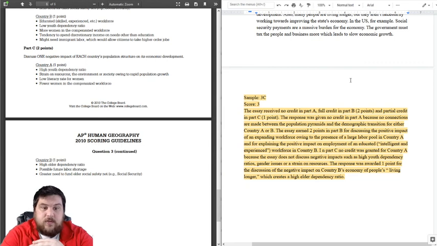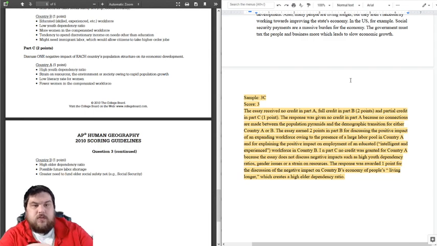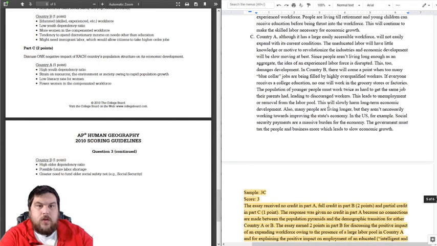Let's skip to Part C so we can see where they missed points again. In Part C, no credit was granted for country A because the essay does not discuss negative impacts such as a high youth dependency ratio, gender issues, or strain on resources. So, country A, although it is a large, easily accessible workforce, will not easily expand with its current condition. The uneducated labor will have little knowledge or motive to revolutionize the industry and economic development. Will be slow moving at best. Since people aren't living long enough as an aggregate, the idea of an expanded labor force is disrupted.